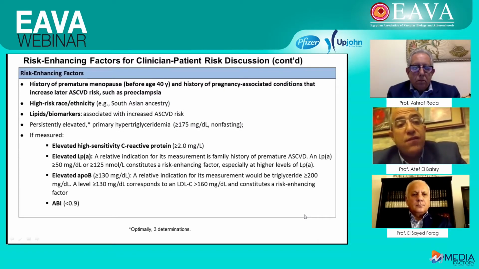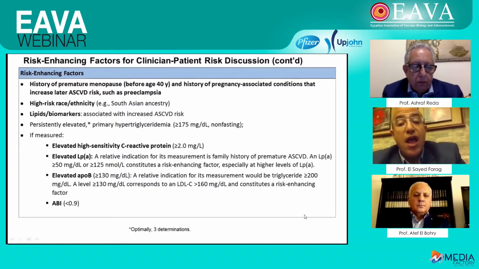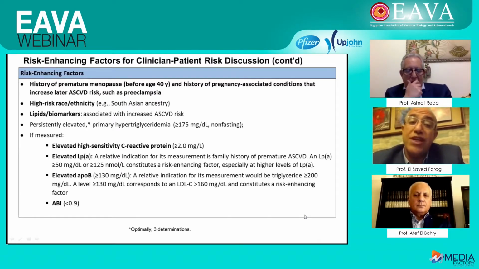Some of the risk-enhancing factors we sometimes miss even from history are premature menopause before age 40, and a history of pregnancy-associated conditions like preeclampsia. Sometimes we have high-risk ethnicity, like South Asians. And elevated high-sensitivity C-reactive protein, if done, can be considered a risk enhancer. Elevated lipoprotein(a) above 50 milligrams per deciliter. And the forgotten lab marker in the lipid profile, which is elevated ApoB above 130.